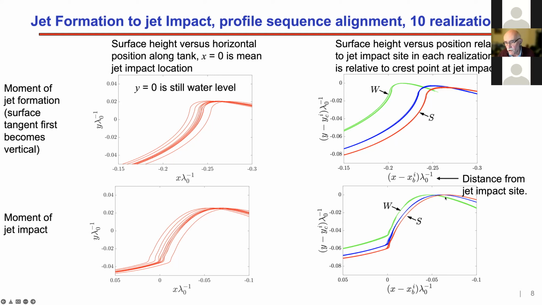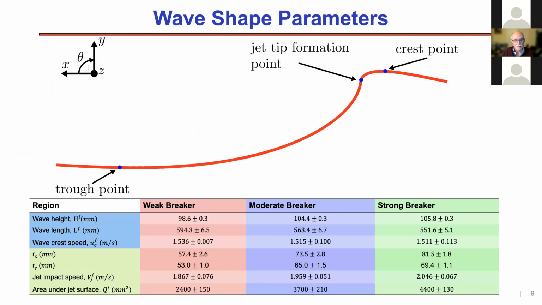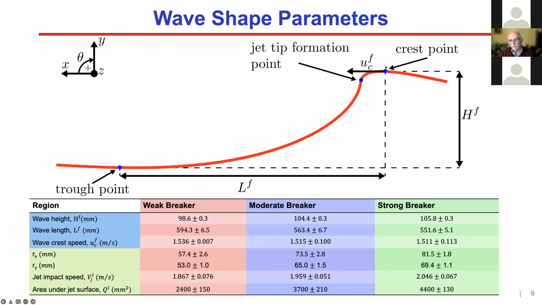If you look at the three profiles, you can see the red one, they're aligned to have the same height crest, but the red one goes down further to the point of jet impact, and the horizontal distance between the top point on the crest, that's what we call the crest point, and the jet impact point is also bigger. So this wave is bigger in some ways, and I'll talk more about that in detail. We tried to define parameters describing this wave, and here are some of the ones we found. This is the moment of jet impact. This is the crest point, the highest point on the wave. This is the jet tip formation point.